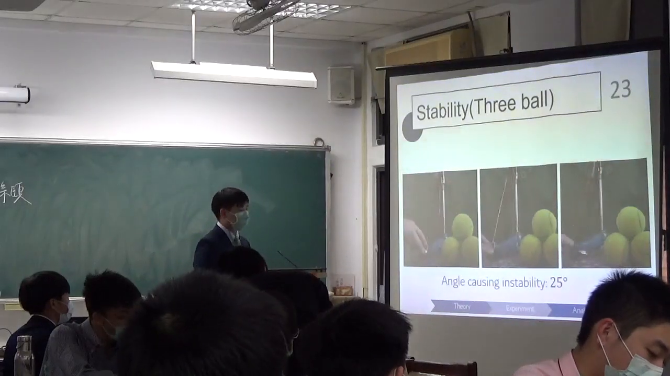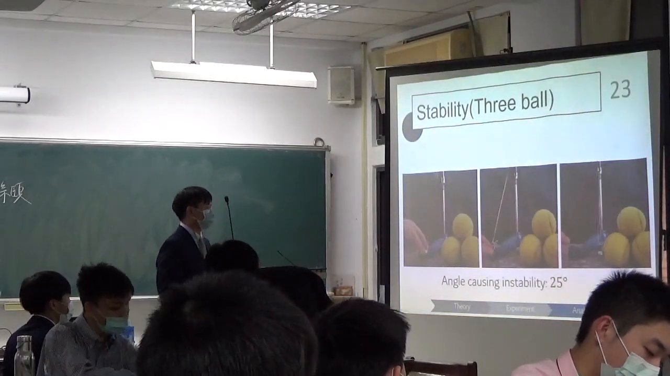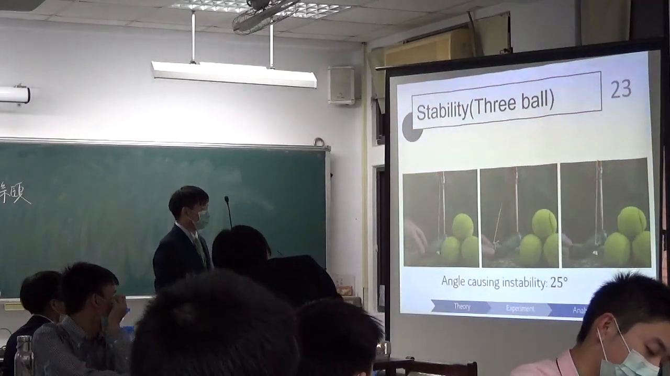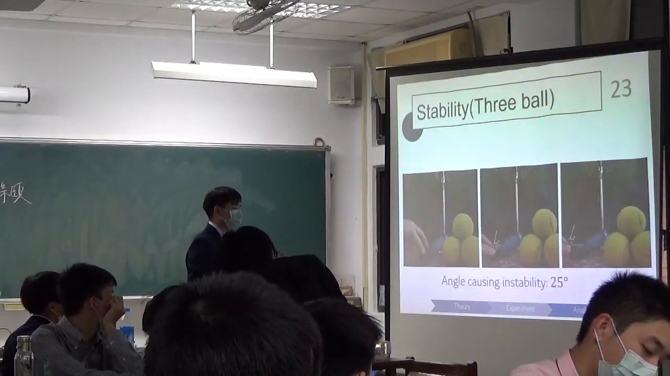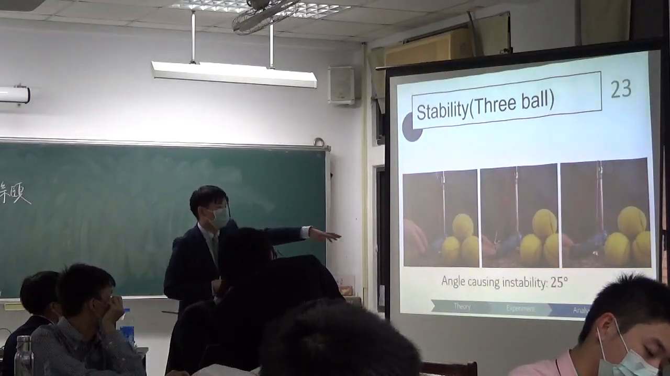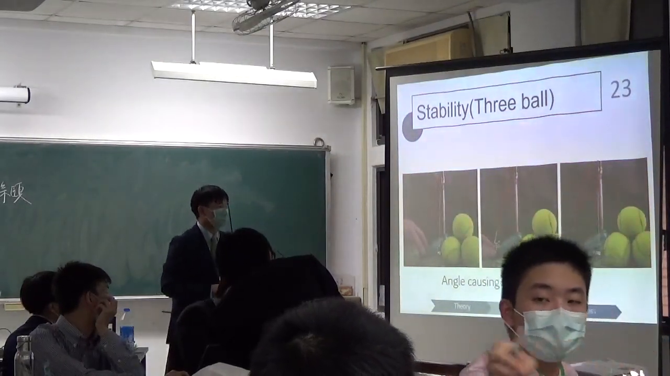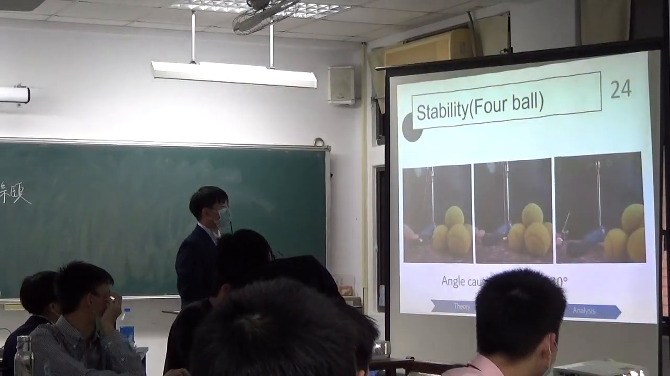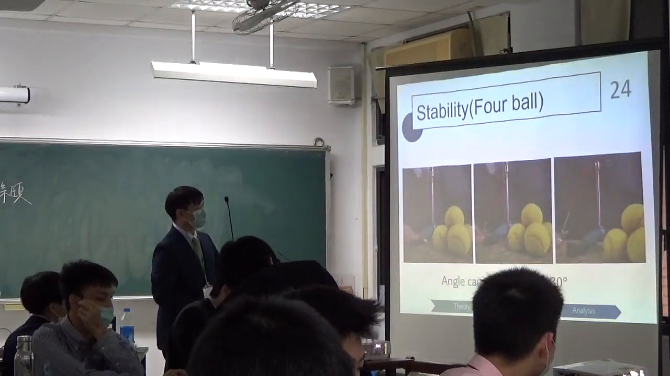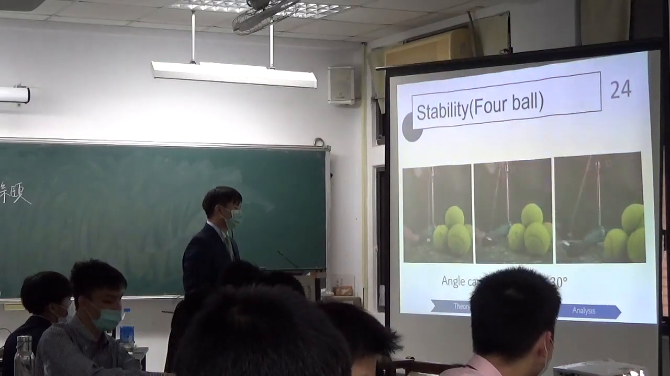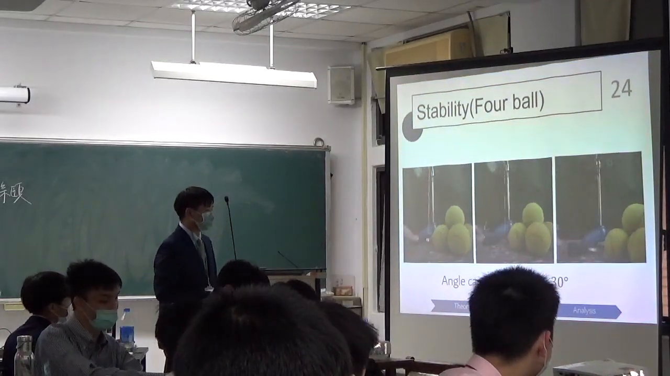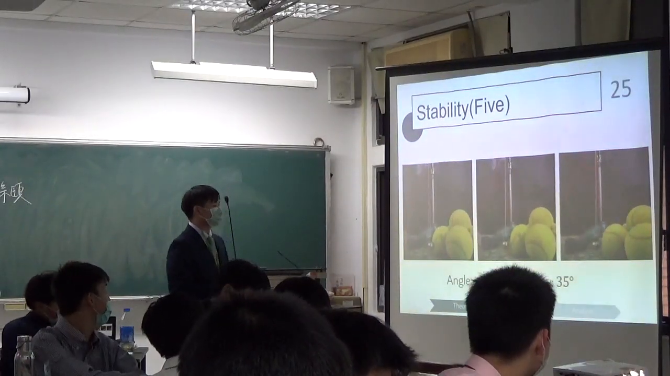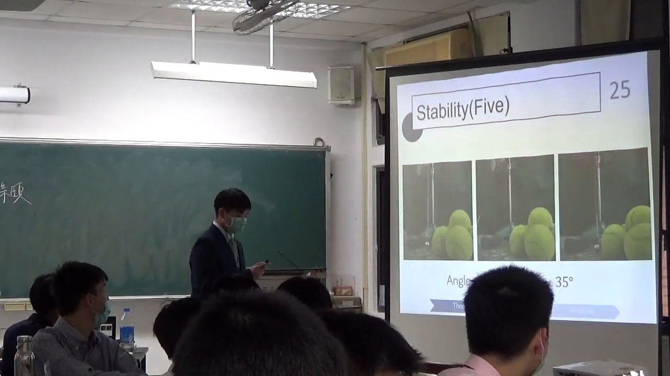And next, I will discuss the stability of the basic tower. According to the video, we can know the angle causing its instability is 25 degrees, because the ball moved a little. And the next part is the stability of the four-ball tower. Also, the angle causing the instability is 30 degrees. And here it is 35 degrees.